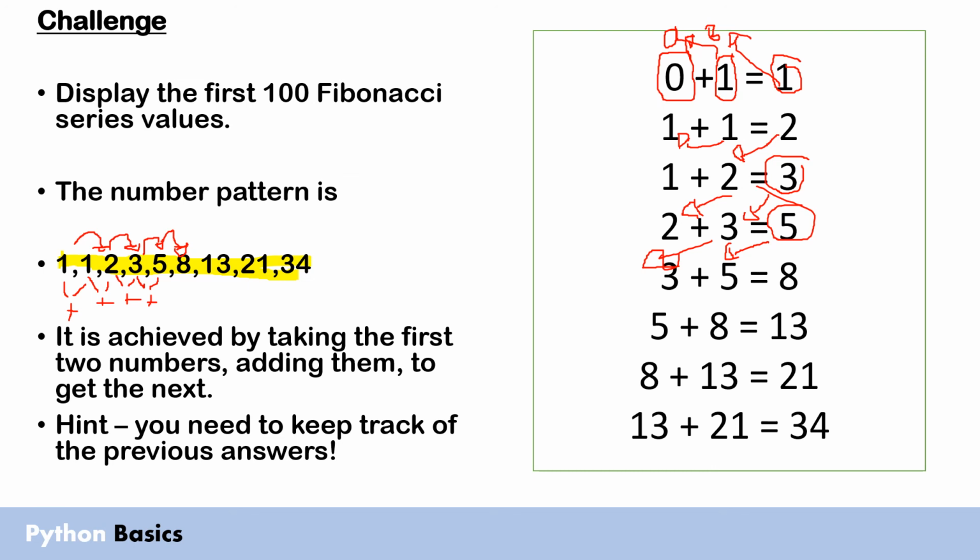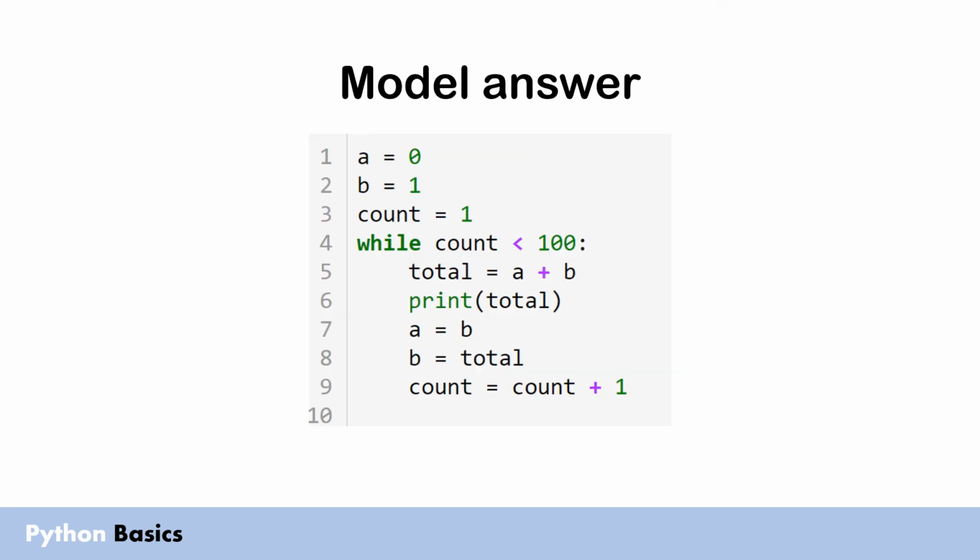I've got the model answer in the last part of this video, and here's the model answer. So as you can see, I've got 3 variables. I've got my A and B. They start off as 0 and 1. And then I've got my counter controlled loop starting at 1. It ends at 100. I've just noticed that should say equals really. Sorry about that. That's a typo.